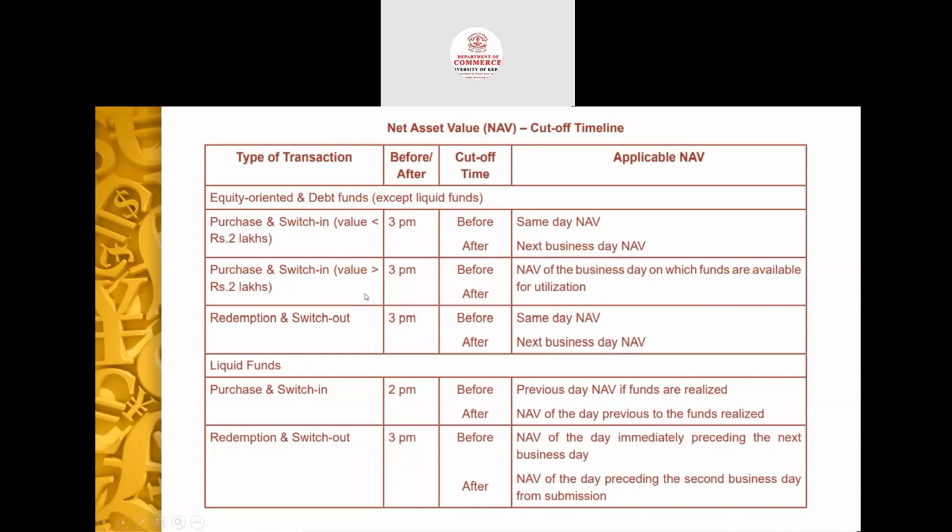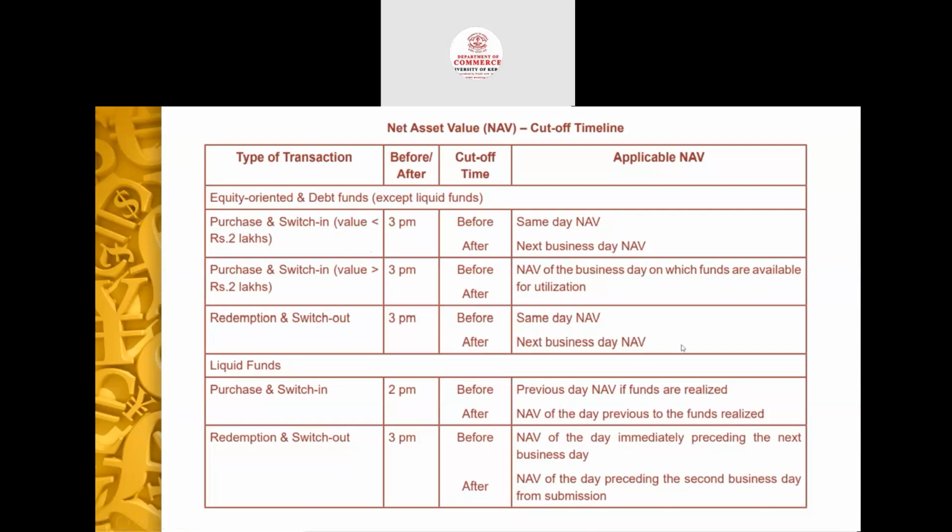And if the value is more than 2 lakhs, the NAV of the business day on which the funds are available is used. The day on which the funds are available, that NAV would be calculated. For redemption, when it comes to sale, so the above is for purchase and switching. For redemption, the value is not considered here. If you put the order before 3 p.m., you get the same day NAV calculated. But after 3 p.m., you get the next business day NAV. So this is for equity oriented and debt funds.